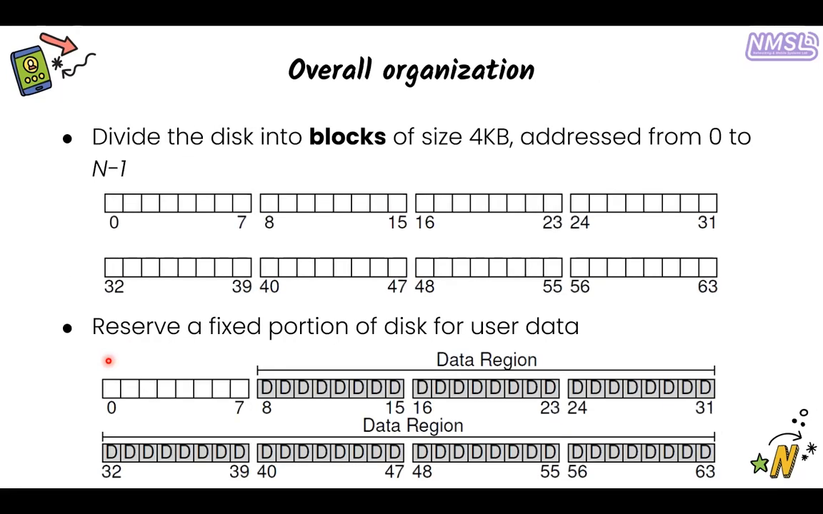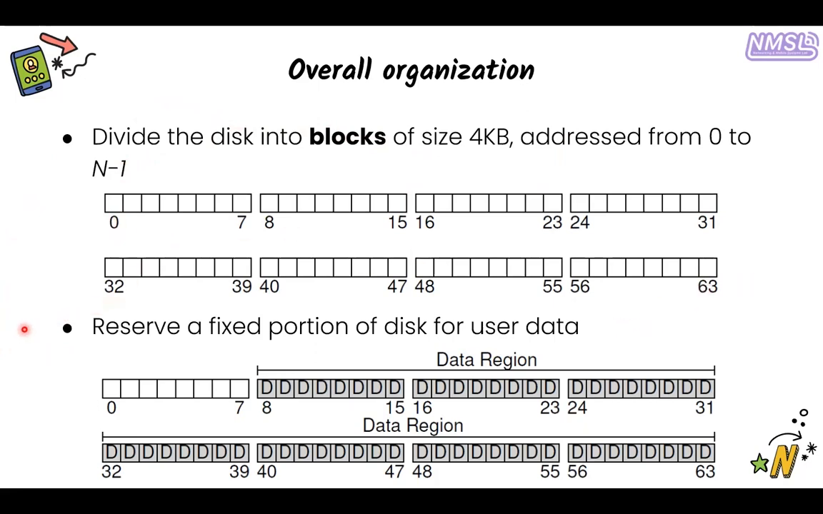So, overall organization of the file system. Let's just divide the disk into blocks, and let's say the blocks are of size 4K bytes. And we're going to address them from 0 to n-1 because we have n blocks. So here, from 0 to 63.